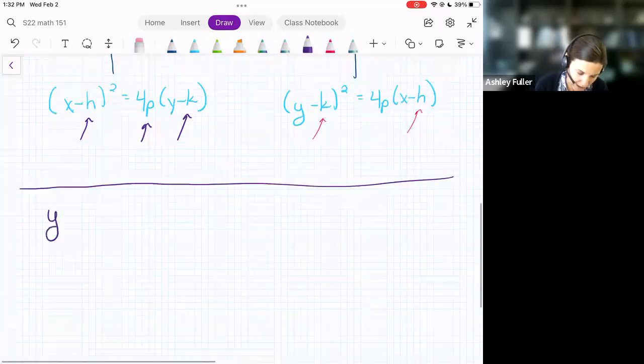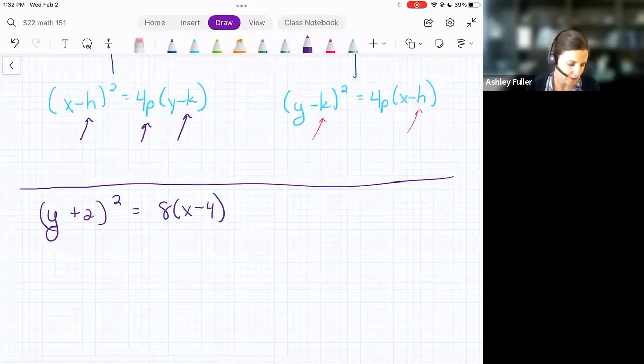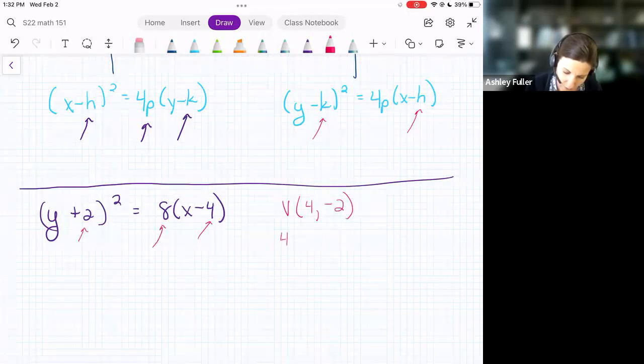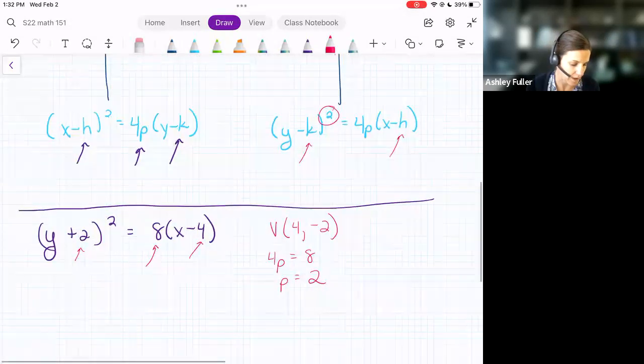Let's consider y plus 2 squared equal to 8 times x minus 4. We want to graph it and determine both the directrix and the focus. We can first determine the vertex, comes from these values, and our vertex is going to be 4, -2 in this case. We also know this is 4p, 4p equals 8, so p equals 2. From the information that we see here, we can recognize that since y is squared, this is going to be a horizontal parabola.